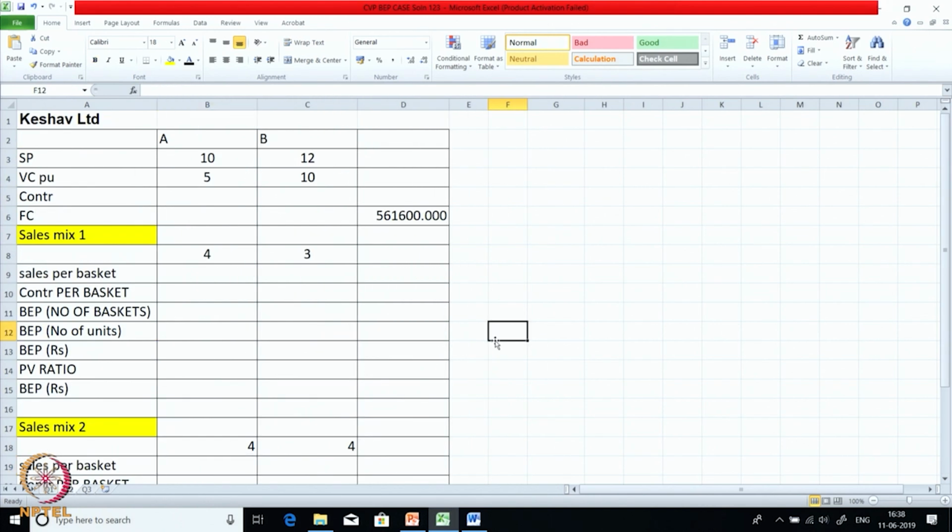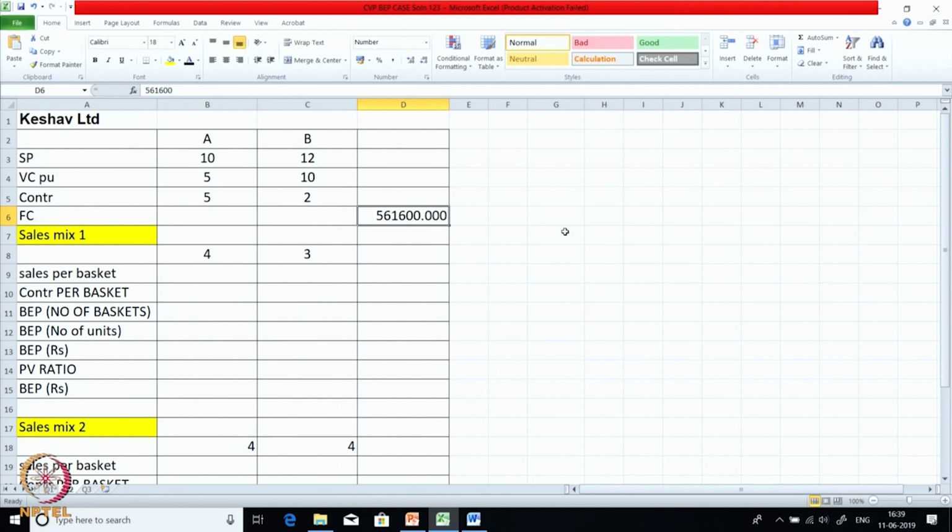Okay, how will you proceed now? First step, I think you all know, we want to know the contribution per unit. So make the columns for A and B, compute the contribution, take the FC and try to compute the profit for both the sales mixes. And from there on you will also be able to compute the BEPs. So you know 10 minus 5, contribution is 5 for A and only 2 for B. Fixed cost is already given, 5,61,000.